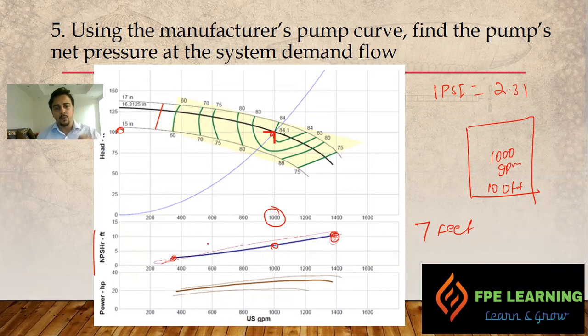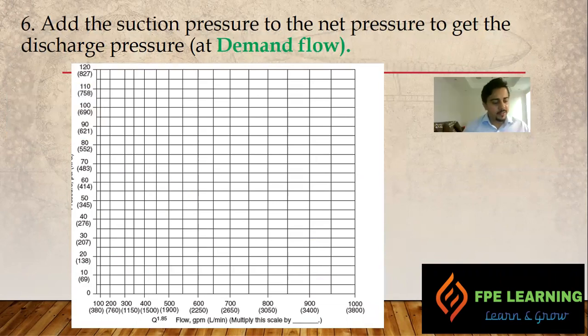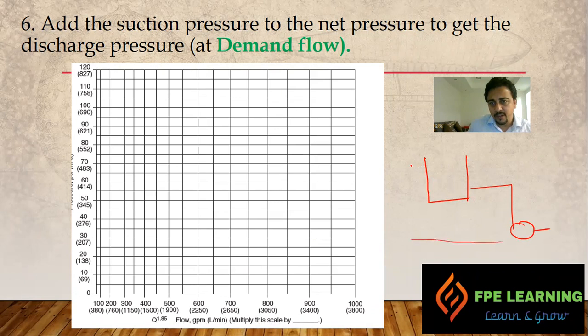Okay, the next one, point number 6, is to add the suction pressure to the net pressure of the pump to get the discharge pressure at the demand flow. Mostly, if there is, let's say, an above-ground tank at some height and there is a pump, we have some pressure because of that height, and we have to keep that in mind.